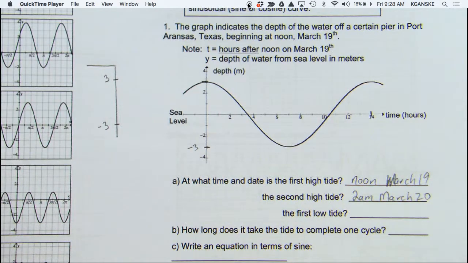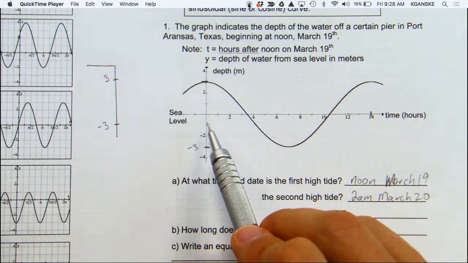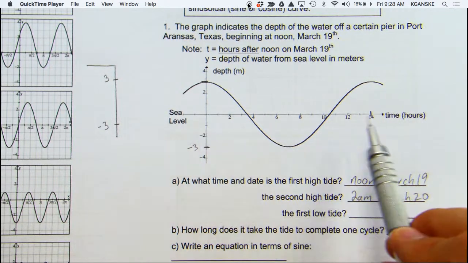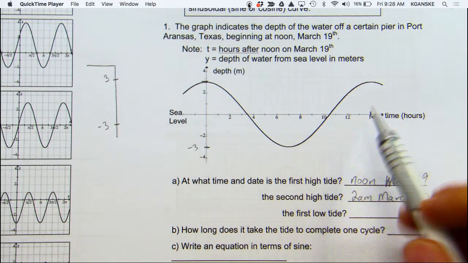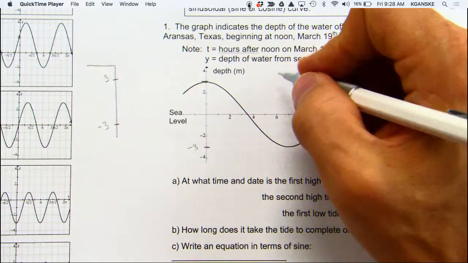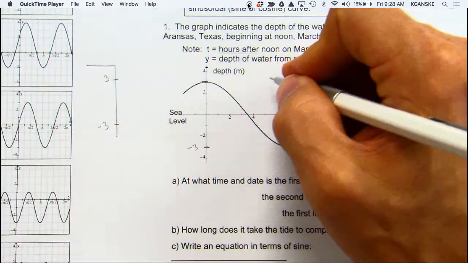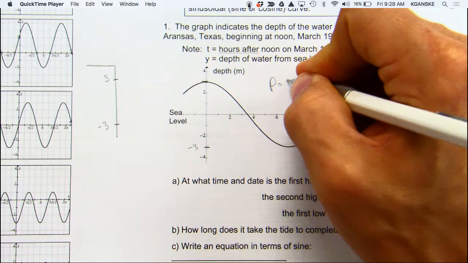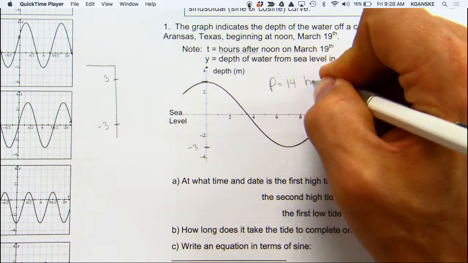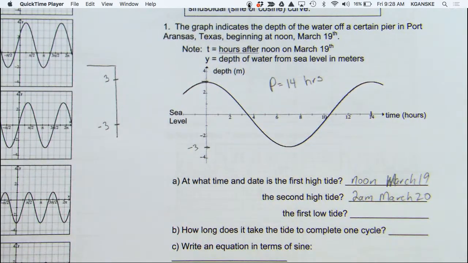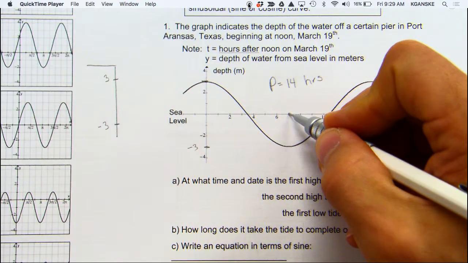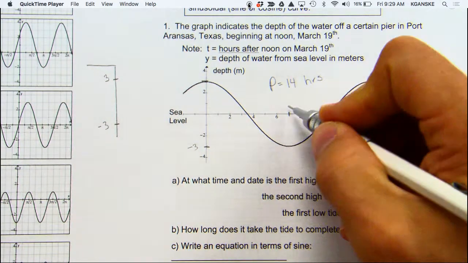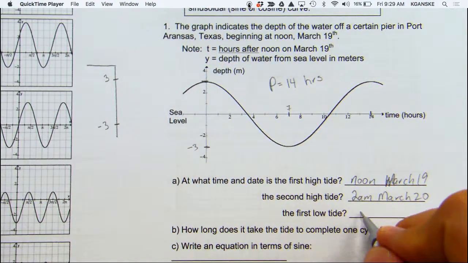Get the idea? So what's the amount of time in between here and here? 1 day and 2 hours, or 26 hours, right? That sounds like the period to me. So when's the first low tide? 7 p.m. March 19th. That's going to be at 7 right here, right? So that's the first low tide, 7 p.m.